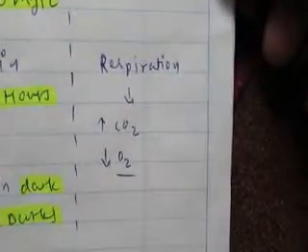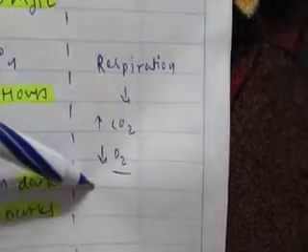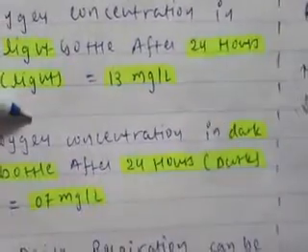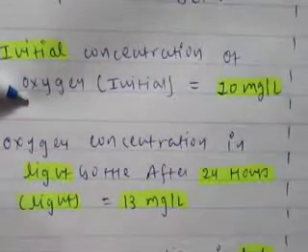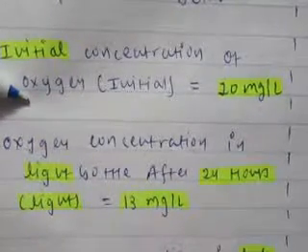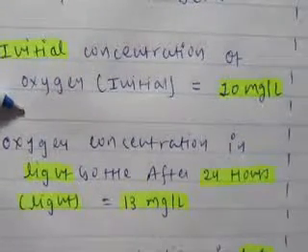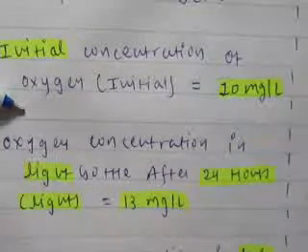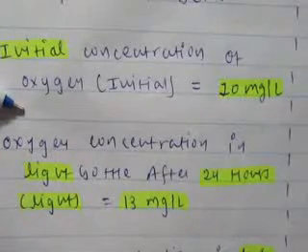One thing please note down: during the process of respiration, carbon dioxide concentration is increasing whereas oxygen concentration is decreasing. Now apply this concept among these answer options. At the initial period of time, the oxygen concentration given is 10 milligram per liter. Whatever oxygen is present, more or less, due to the presence of some phytoplankton and zooplankton species, respiration is occurring.